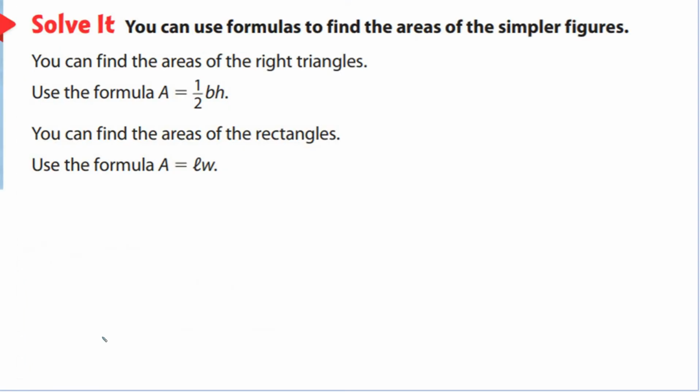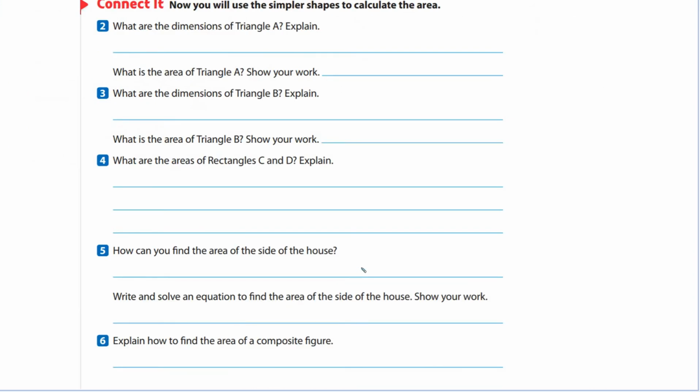To be able to solve it, we can use formulas to find the areas of the simpler figures. When you have your reference sheet, the formulas are there, and we just gave it to you here. You can find the areas of right triangles using the formula A equals 1/2 times B times H. If you remember, A stands for area, B stands for base, and H stands for height. You can find the areas of the rectangles using the formula A equals length times width, L times W. A obviously is area. So now we're going to connect it all and answer the following questions.